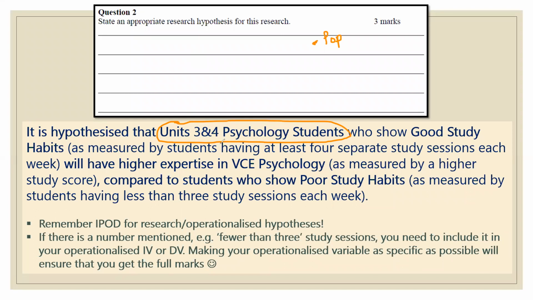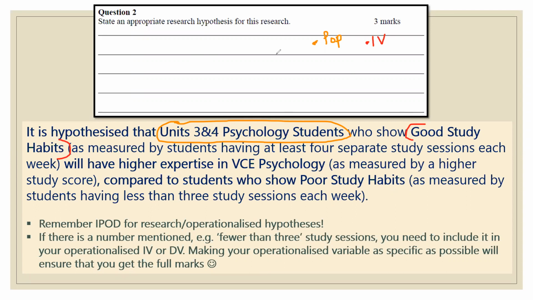Okay, so that's basically why we always write the population in the hypothesis, not the sample. So just be really careful here. Who show good study habits. So that's our simple or non-operationalized IV. Okay, good study habits. So the red one is our simple IV or non-operationalized IV.